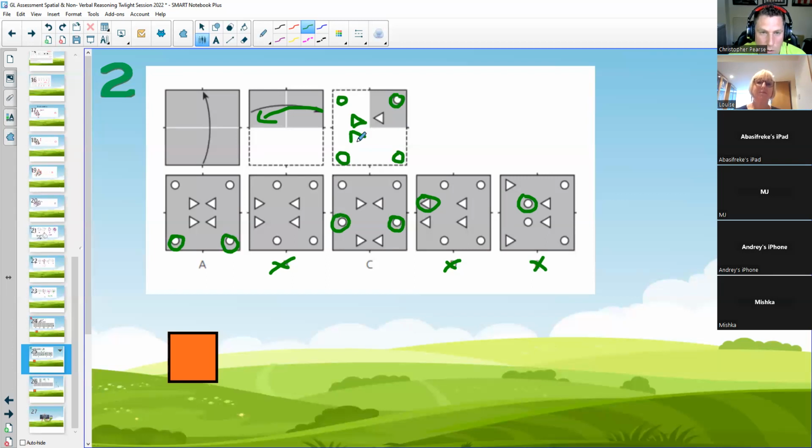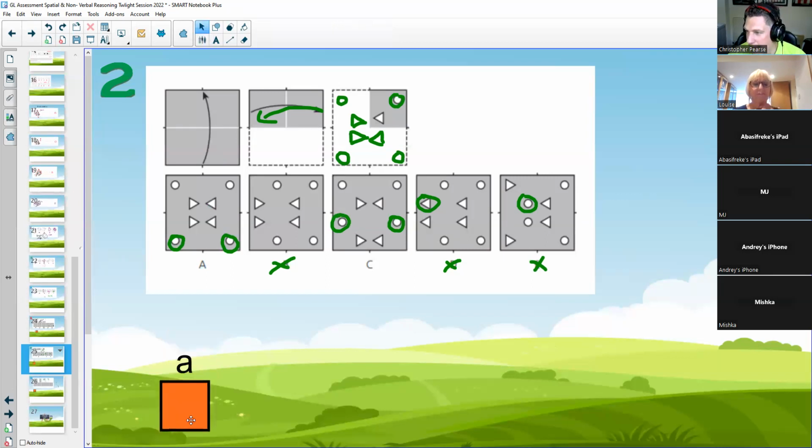I will just draw in what the triangles will look like here, just to show you. Four in the middle, and they're all sort of facing each other, with one vertex looking at the other one. So there we go. A is absolutely correct. Well done.